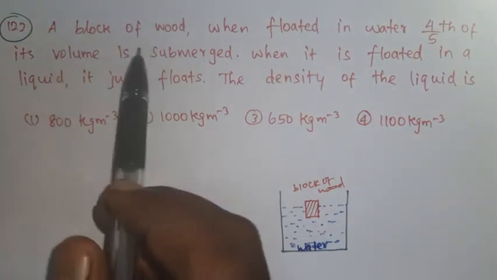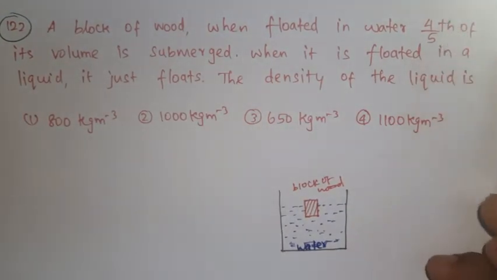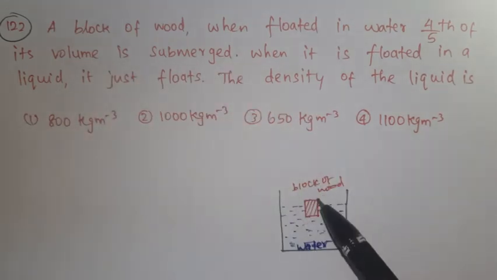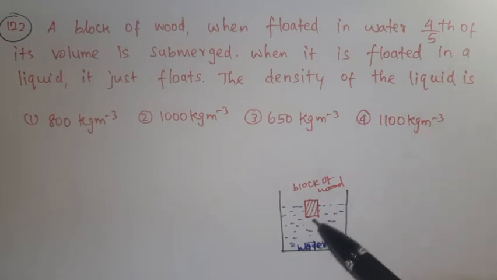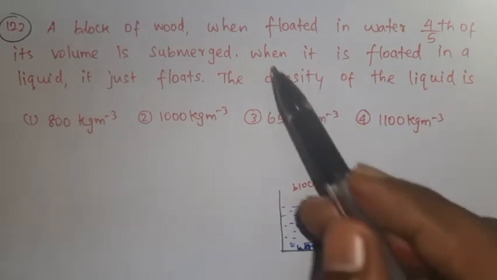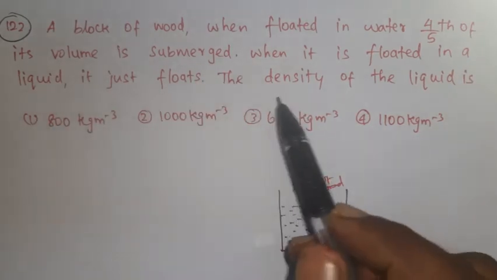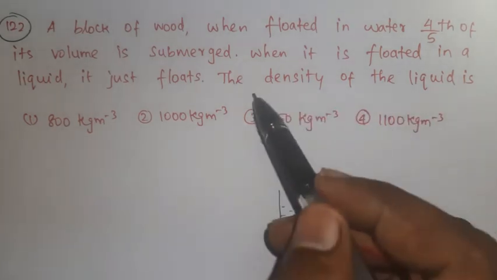Question 122. A block of wood, when floated in water, has 4/5 of its volume submerged. When it is floated in a liquid, it just floats. The density of the liquid is? So we have to find the density of the liquid.